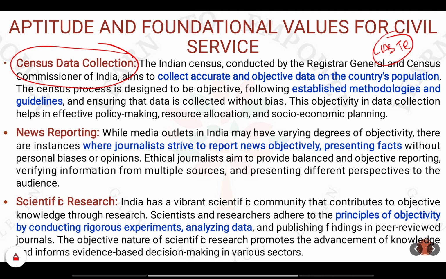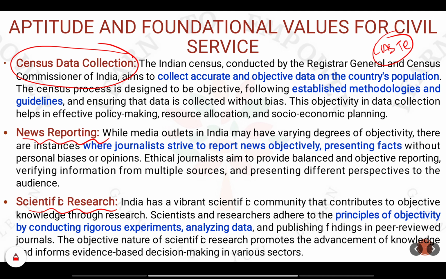prejudices in the society, right? The next, we have seen in the last video itself, news reporting or the media is expected to report the news in a very objective manner, but as I said in my videos, the media groups are owned by one or the other political party or one or the other corporate bodies, right? The next is scientific research.